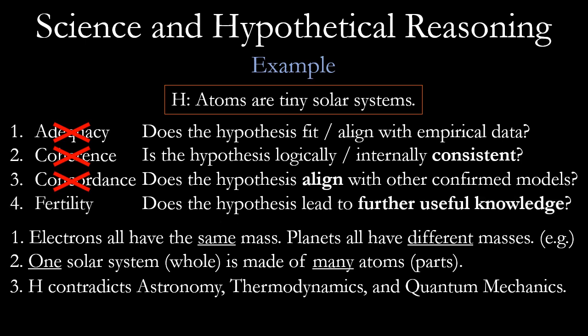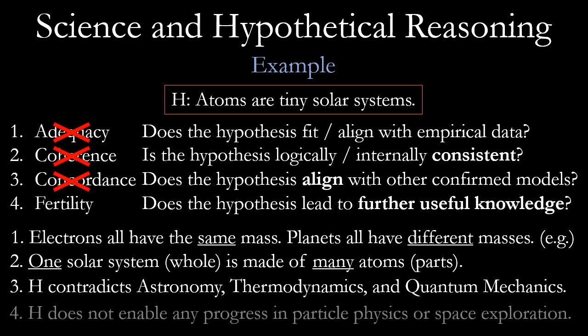All right, fourth criterion: fertility. Does the hypothesis lead to further useful knowledge? Well, the hypothesis that atoms are tiny solar systems doesn't really enable any progress in particle physics or space exploration. It's not really something that we're going to be able to get a whole lot out of. It doesn't show very much promise in that area.